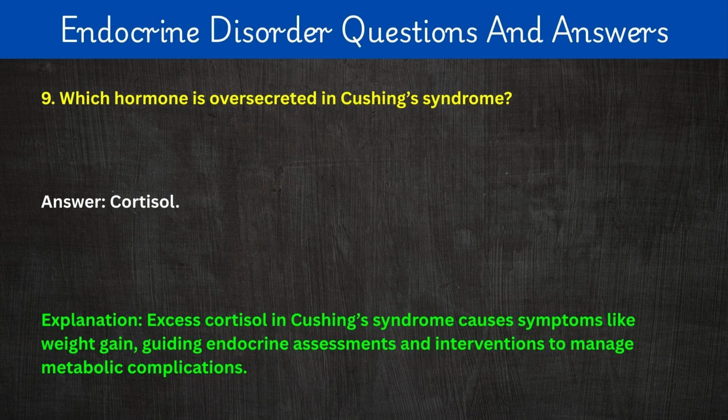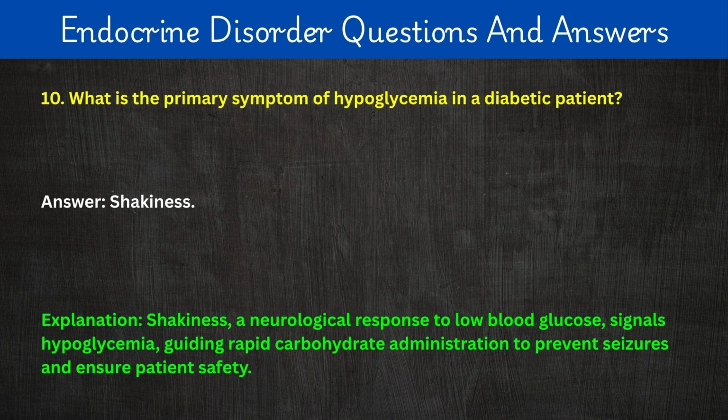9. Which hormone is oversecreted in Cushing syndrome? Answer. Cortisol. Explanation. Excess cortisol in Cushing syndrome causes symptoms like weight gain, guiding endocrine assessments and interventions to manage metabolic complications.